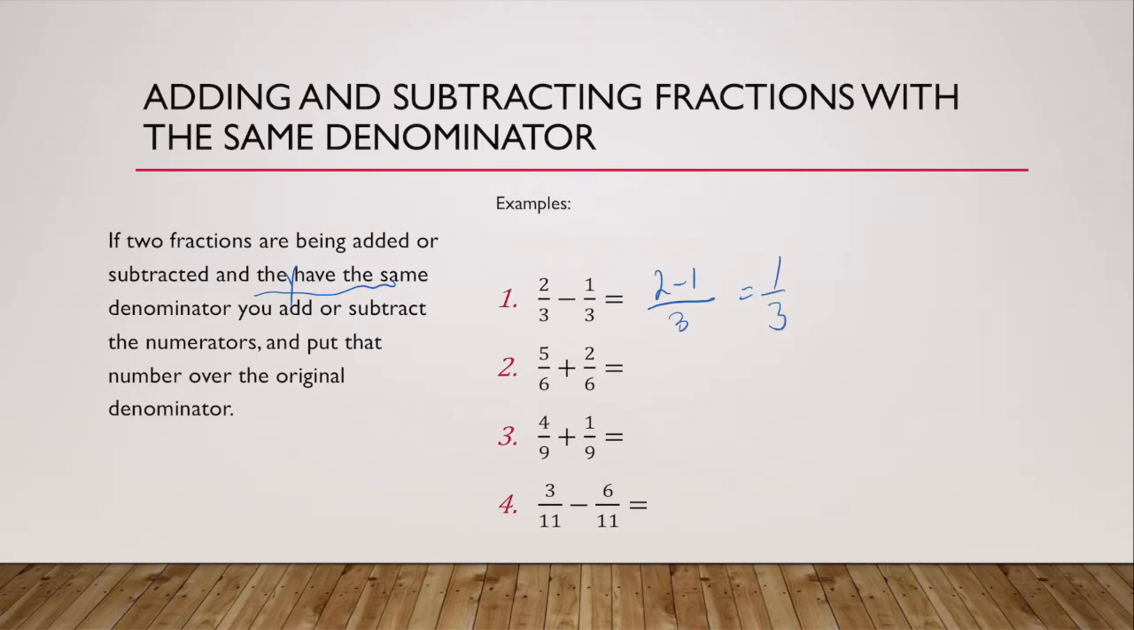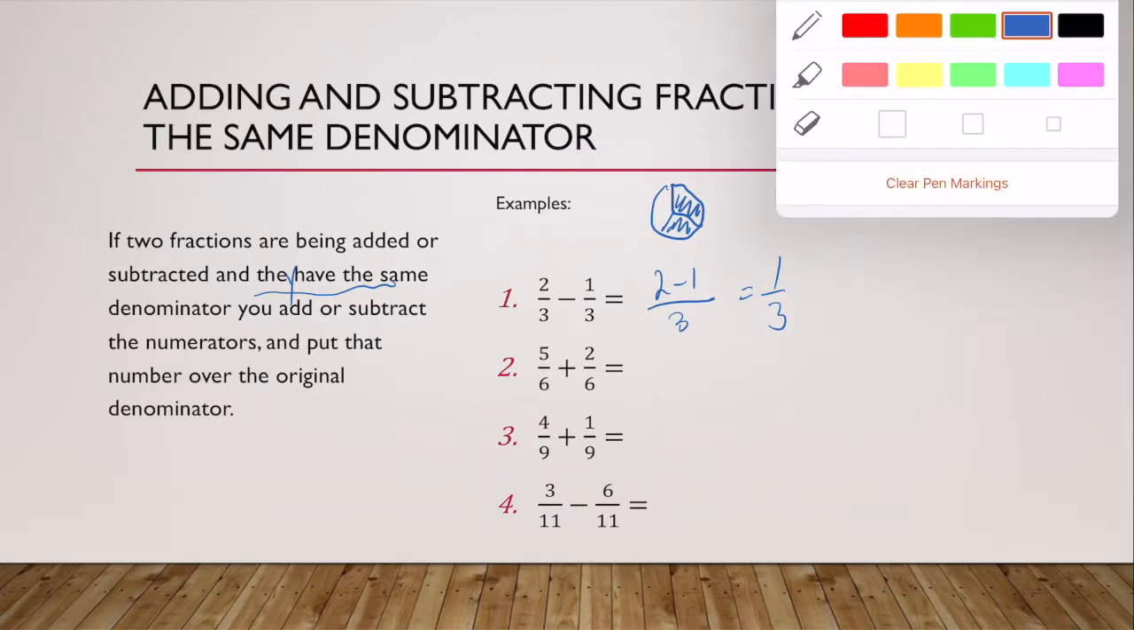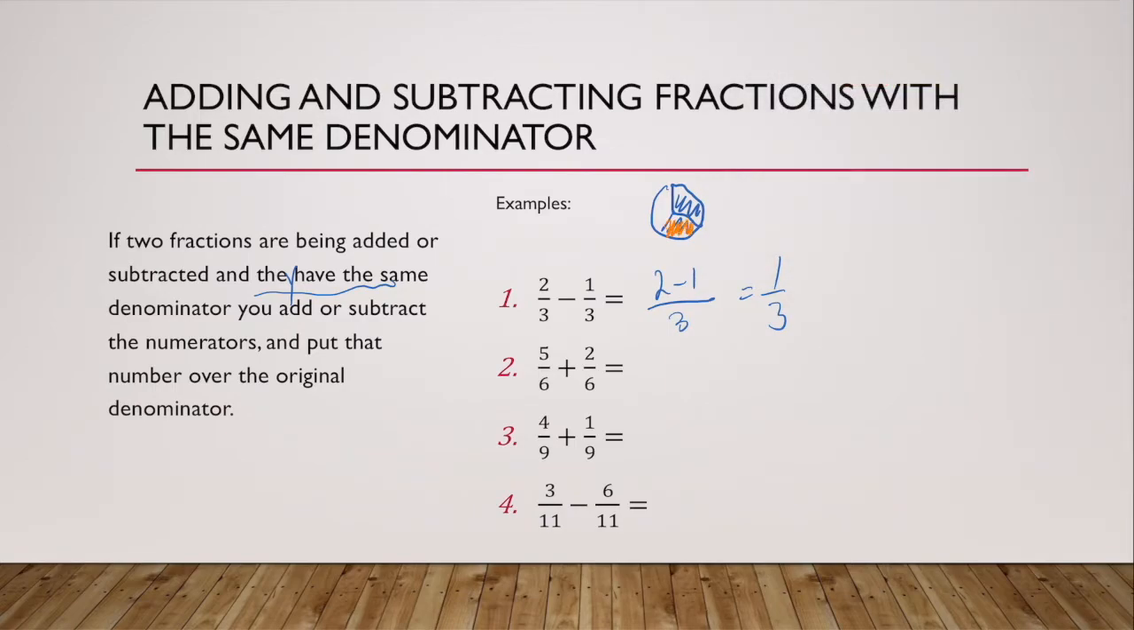And you could think about that visually if that helps you. So let's say I got 2/3 of a pizza because it's a circle and pizza's delicious. And if I was to take away 1/3, I'm only left with 1/3. If I've got 5/6 plus 2/6, that's going to give me 5 plus 2 over 6, which is 7/6.